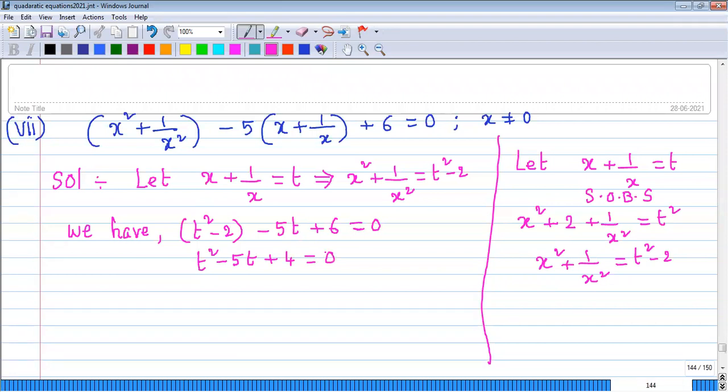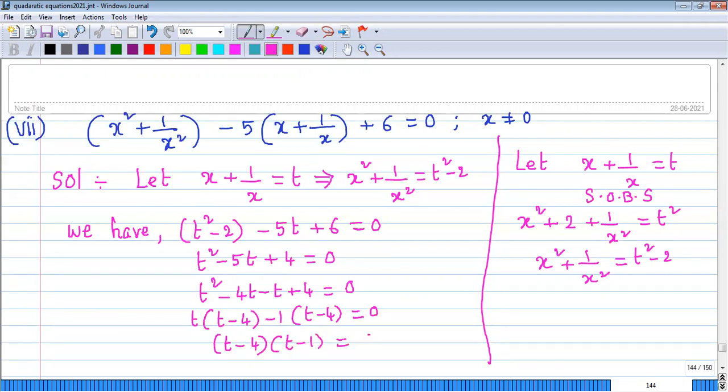Now let us factorize it to find the value of t. This can be written as t square minus 4t minus t plus 4 equals 0. T common, we have t minus 4, minus 1 common, t minus 4 equals 0. Again t minus 4 common, t minus 4 into t minus 1 equals 0. Now two cases will arise. T minus 4 is equal to 0, t is equal to 4; t minus 1 is equal to 0, t is equal to 1. But t is x plus 1 by x.